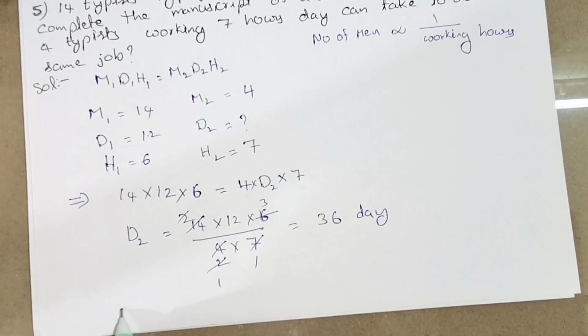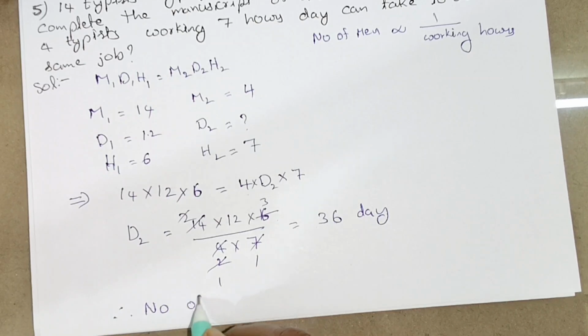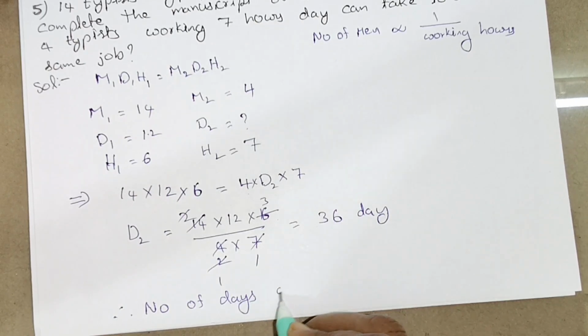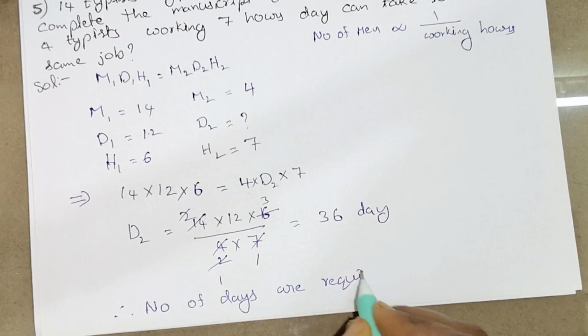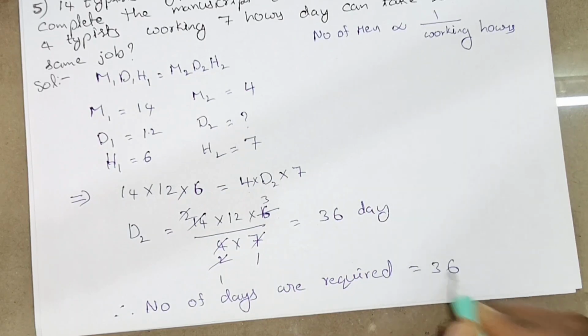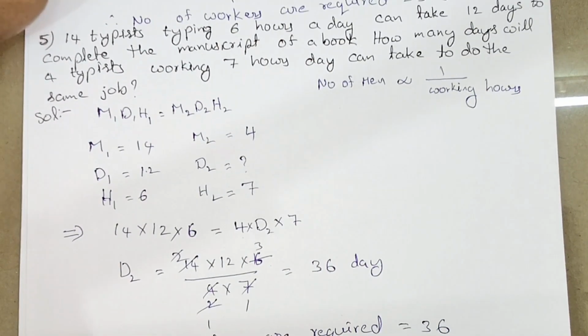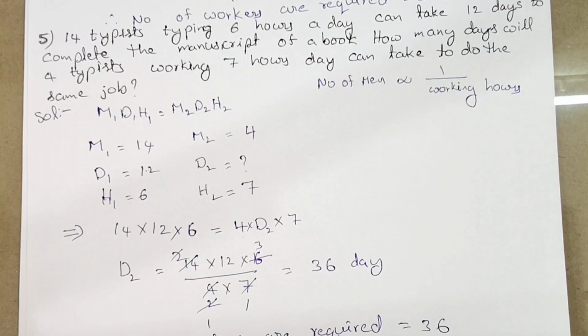So we write the final number of days. Therefore, the number of days required is equal to 36. So this is the complete fifth answer.